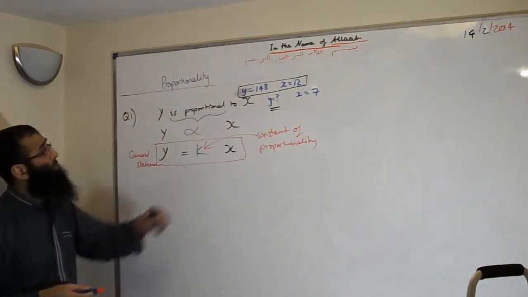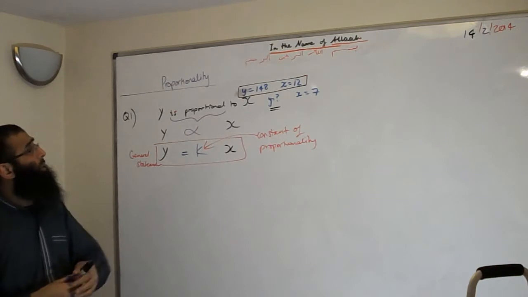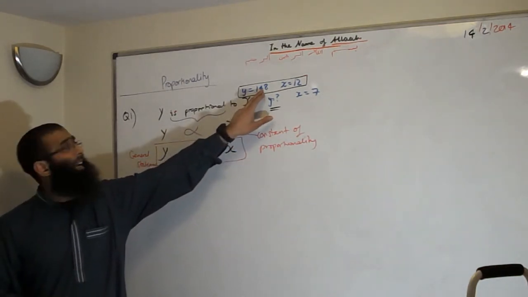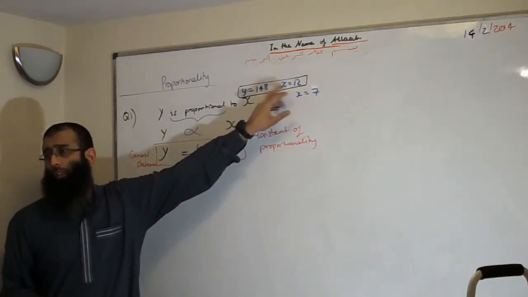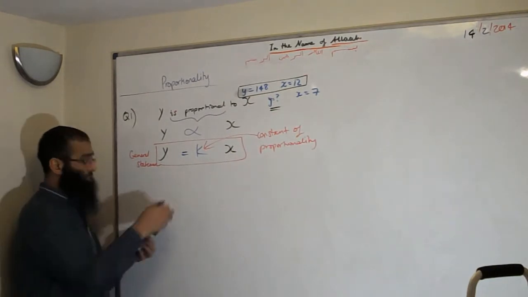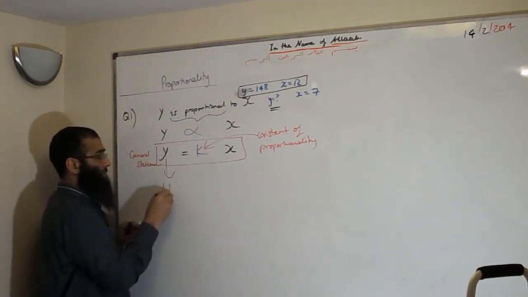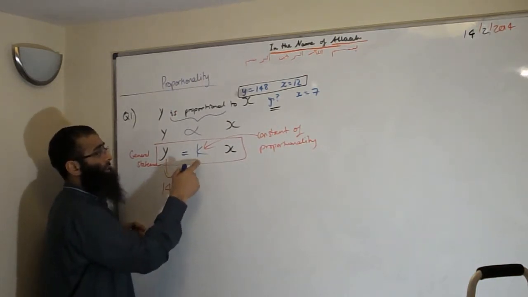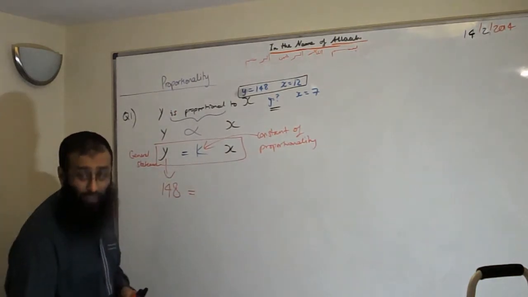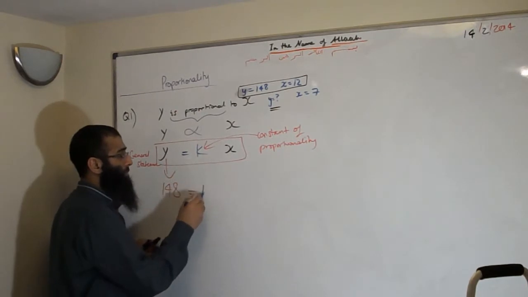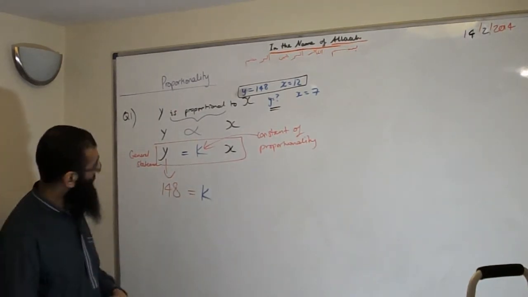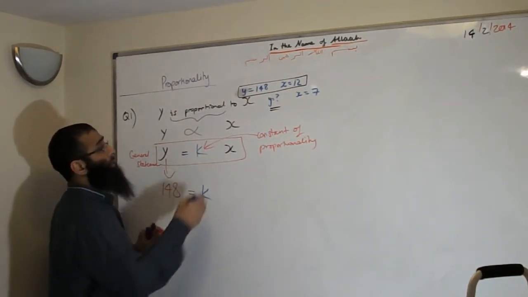Now, let's have a look at the information they gave us in the beginning. So Hamza, they gave us 148 and its corresponding 12. Let's put those into our general statement. So under the y, which one do we put down there? 148. And under the k, we leave that as k because we don't know what it is at the moment. And under the x, 12. We put down 12.